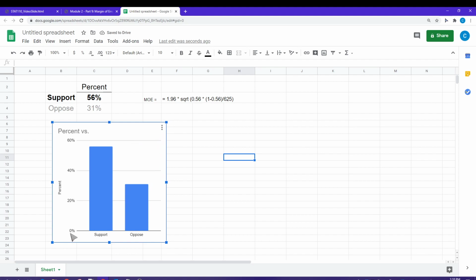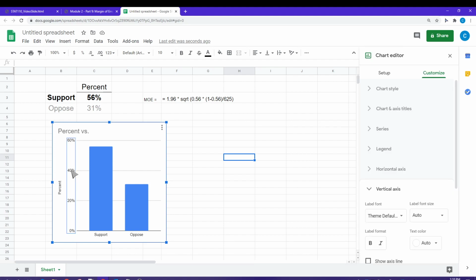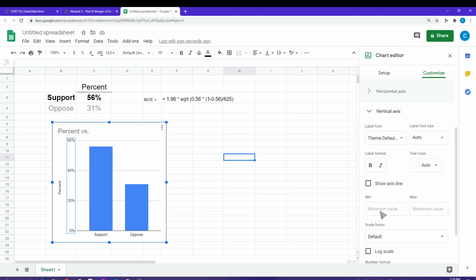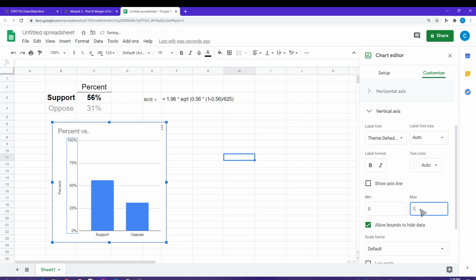These percentages actually go from 0 up to 100. So I can click on that y-axis, and I can specify the minimum value and the maximum value for my y-axis. Now this is being expressed in percentages, so 1 here as the maximum is actually 100%.